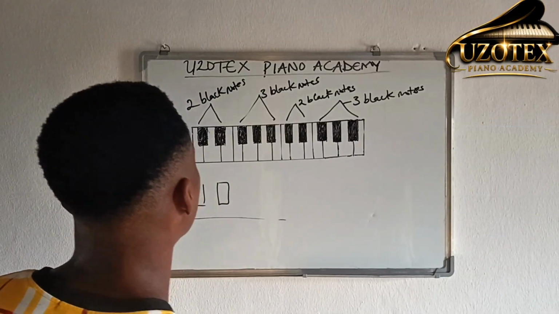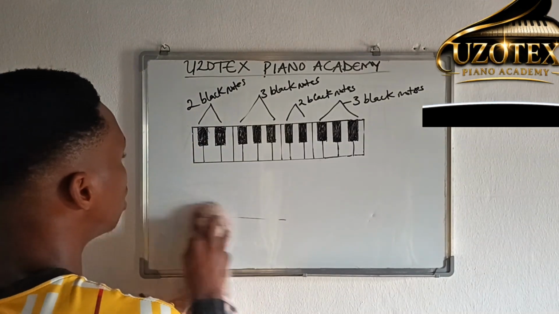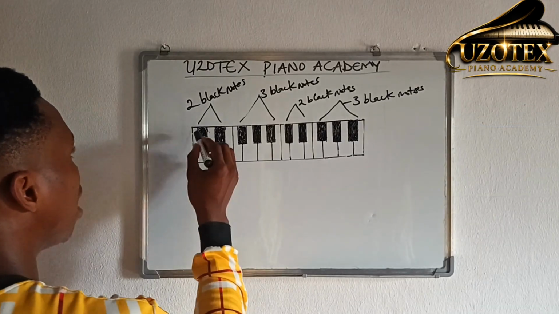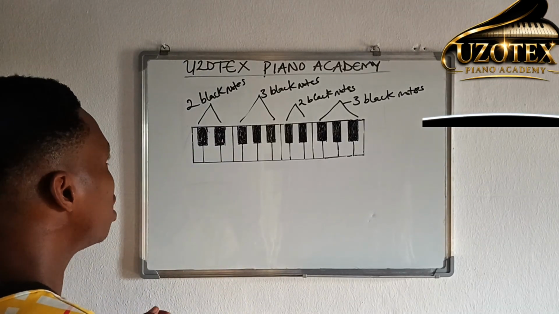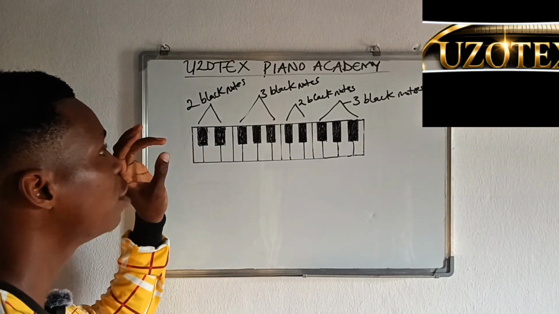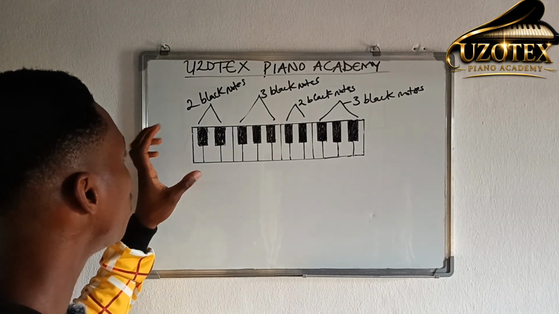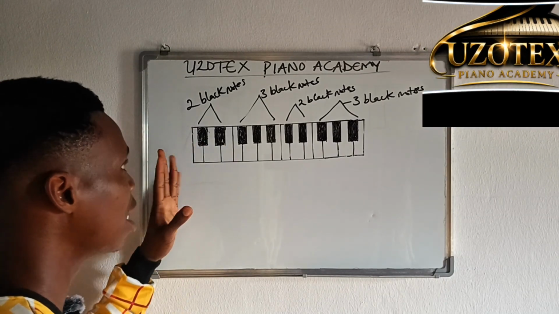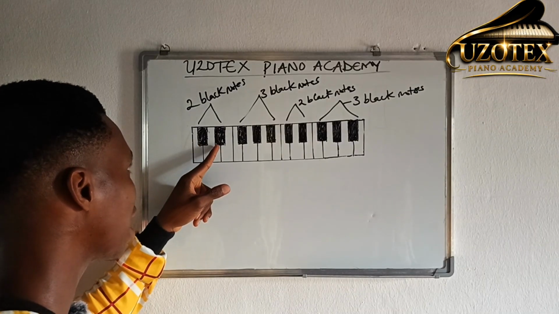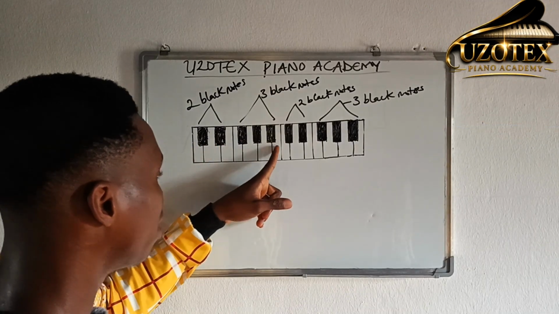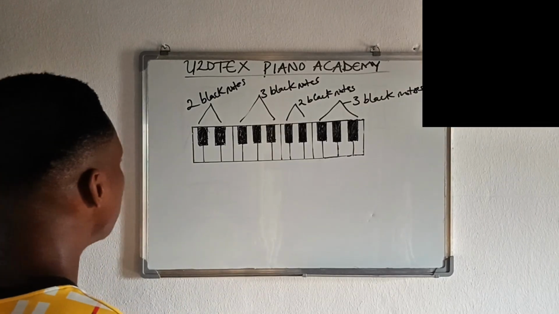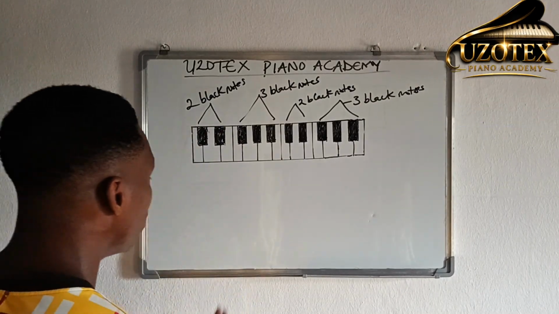So let's go again. If you watch closely, you have the two black notes. These are the things you need to note so you can easily find these keys. You have to know the two black notes, then know the three black notes. Just know their category. Let me start with the first, which is the two black notes.